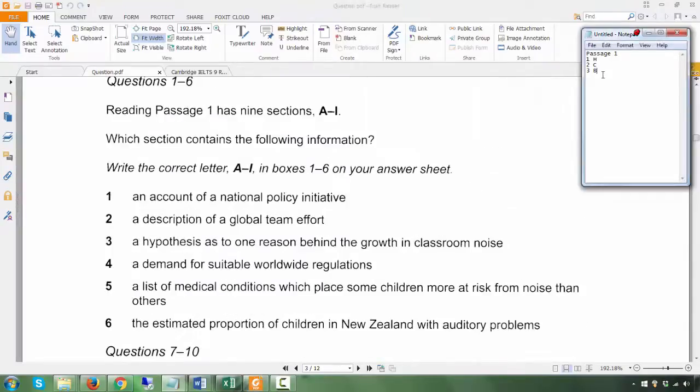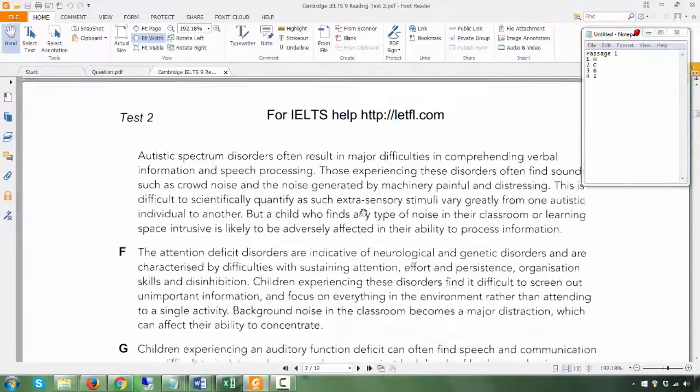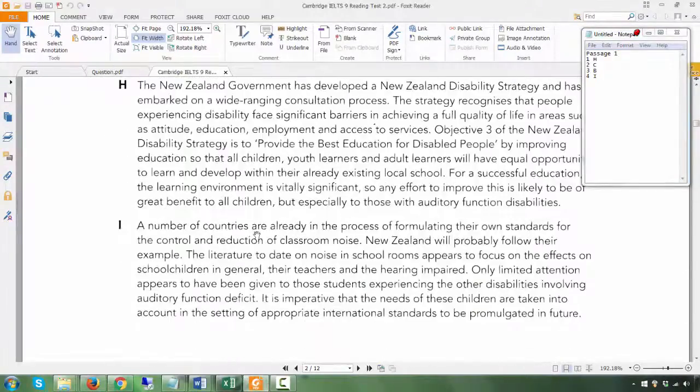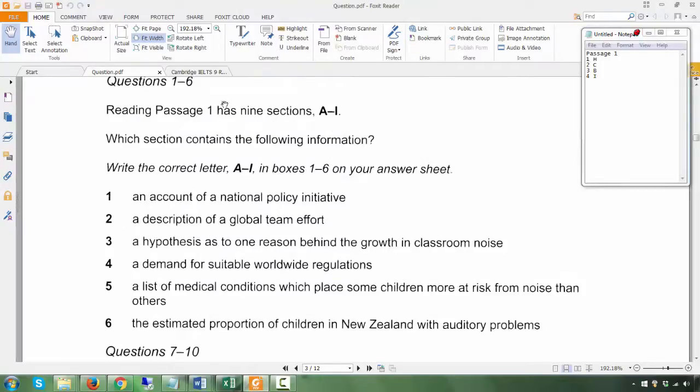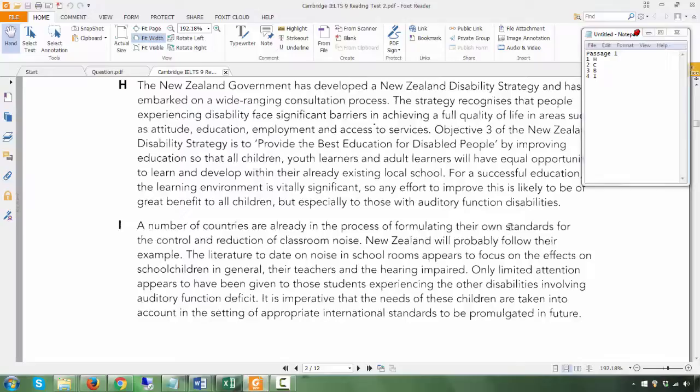Question 4. A demand for suitable worldwide regulations. That will be in I. A number of countries are already in the process of formulating their own standards. So worldwide, a number of countries, regulations, standards for the control and reduction of classroom noise.